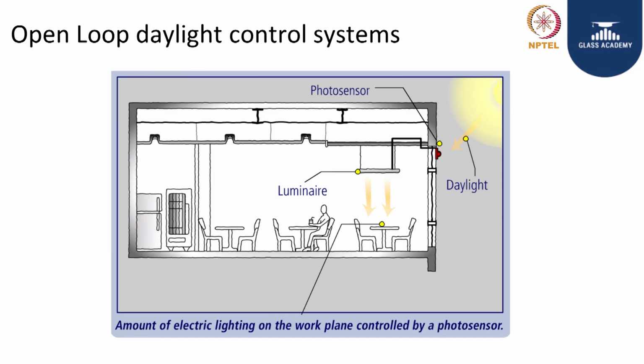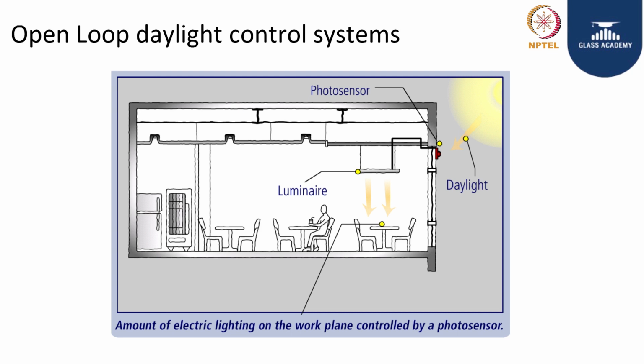Now let us look at open loop daylighting control system. In case of open loop daylight control systems, we put the sensor generally outside the building. This sensor doesn't face the task environment. It faces outside. It can only measure the daylight that is falling onto it. It cannot measure the artificial light. So in this case, based on the daylight that is falling onto the sensor, the system can control both the blinds as well as the artificial light and try to maintain the desired lux levels.